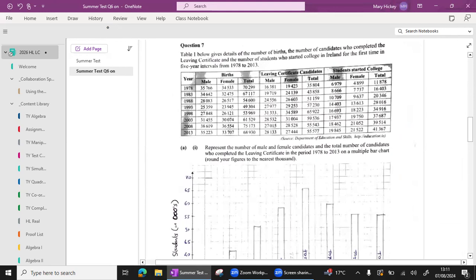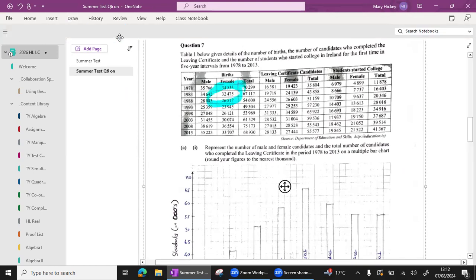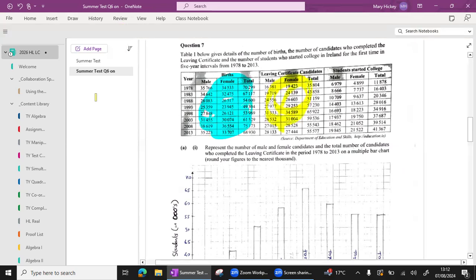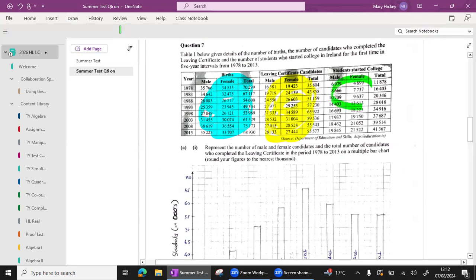You're given all this detail about people taking the Leaving Cert: people who were born, people who took the Leaving Cert, and people who went to college. So there were, I suppose, what I would call three sections. Maybe if we highlight them. These were just the people who were born. They didn't do anything, they just were born. Then the middle group are those who sat the Leaving Cert. And then the final group were the people who started college. We don't really know yet if there are any connections here, but that's just the structure of the table.